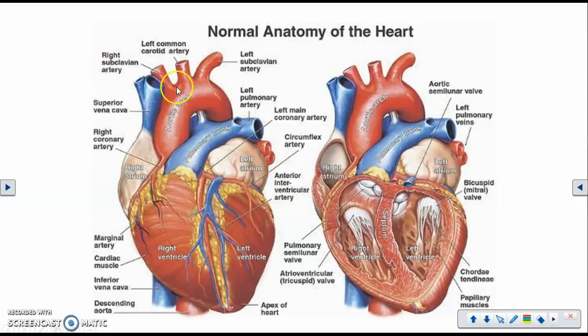This is the top portion called the base, and this is called the apex, because if you have a triangle, the wide portion is always the base and the pointy part is always the apex. The apex of the heart points slightly to the left.